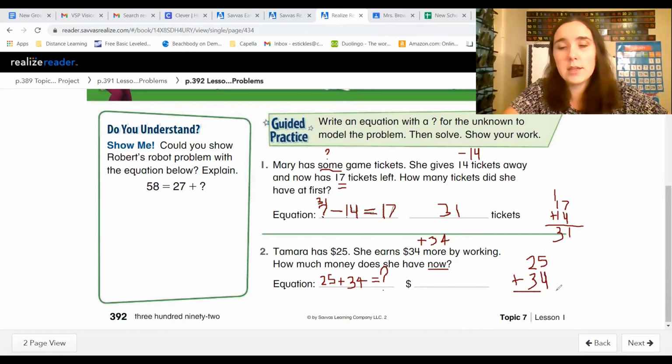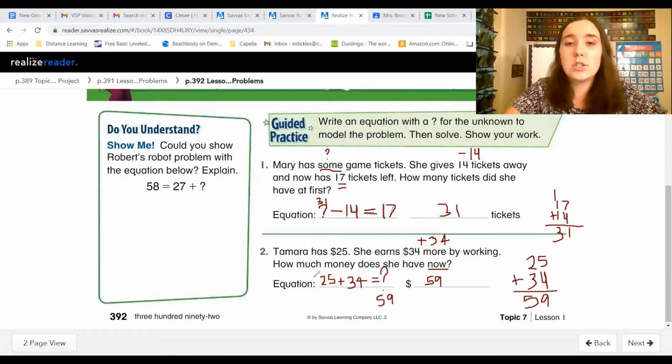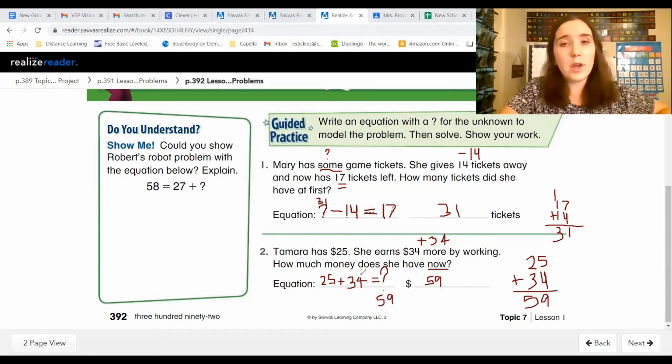And remember, you can do any addition or subtraction strategy that you want to use when you're solving the problem, but we all want to practice writing out the equations to help us better understand what we're solving for. So 5 1s plus 4 equals 9, and 2 10s plus 3 10s would equal 5 10s. So her total number of money that she has now would be $59. So she now has $59. She started with $25. She worked more and got $34 more. So now she has $59.